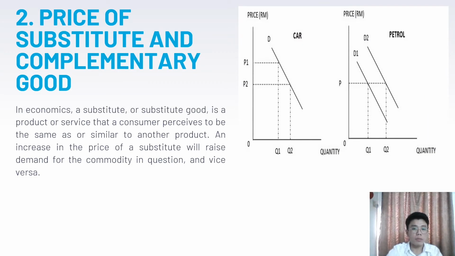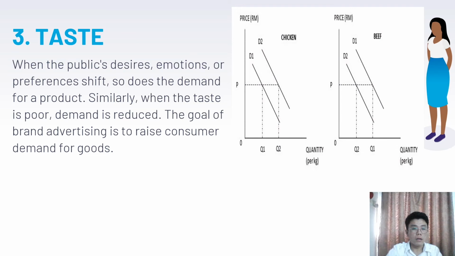Second is the price of substitute and complementary goods. In economics, a substitute good is a product or service that a consumer perceives to be similar to another product. An increase in the price of a substitute will raise the demand for the commodity in question, and vice versa. The third is taste. When the public's desire, emotion, or preference shifts, so does the demand for a product. Similarly, when the taste is poor, demand is reduced. The goal of brand advertising is to raise customer demand for a good.